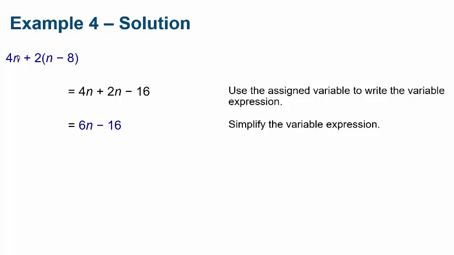But what we want to do now is simplify this. So I think you can see how to simplify this. We're going to distribute the 2. So the 2 times n is 2n. 2 times minus 8 is minus 16. And then you have this 4n here. So we still got to simplify this. We have 4n plus 2n. Well, add the 4 plus the 2 gets me the 6n. So this ends up just being 6n minus 16. So we translated it, and then we just put it in its simplest form.